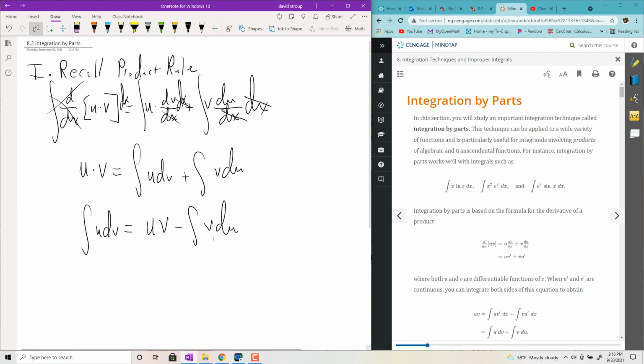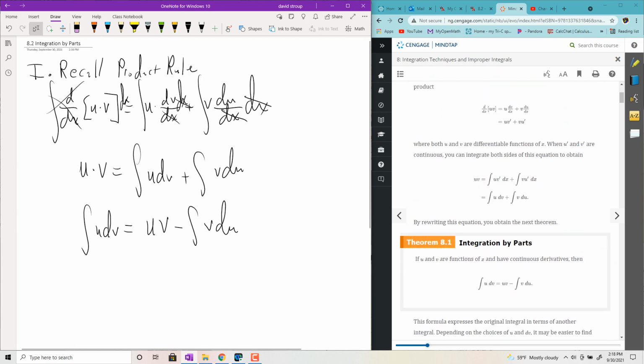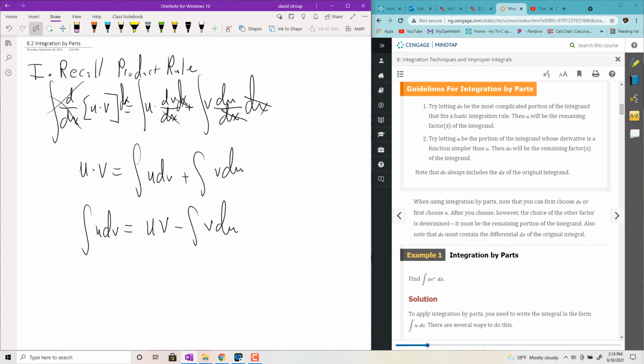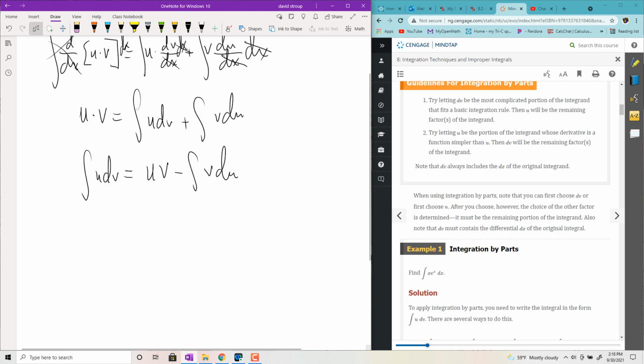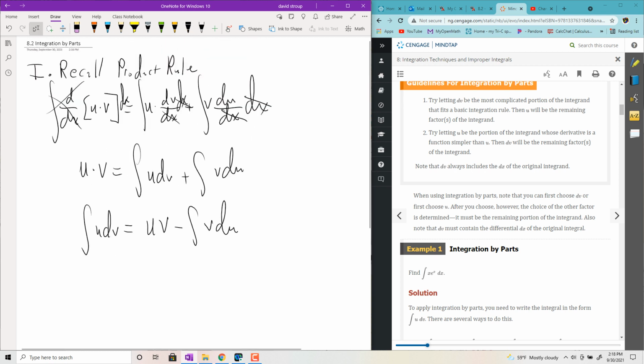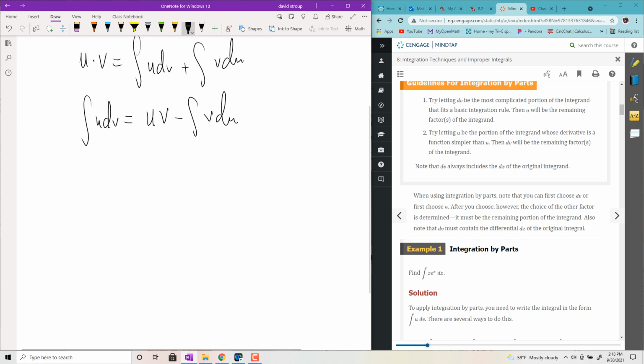To apply this, you're applying it to an integral where you have a product of two functions, or you're not necessarily able to do a u-sub of any sort. You have to determine which part is u and which part is dv. Let's dive in to example 1 and just go at it.